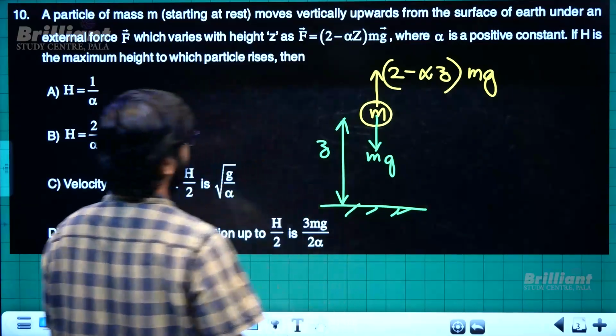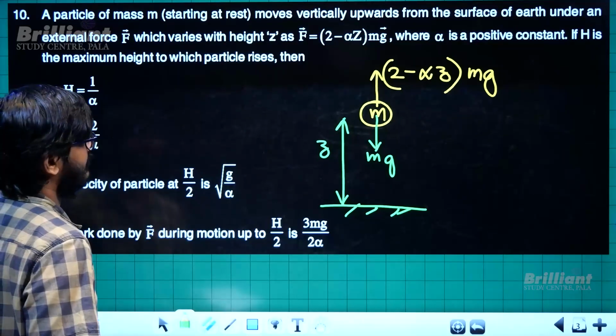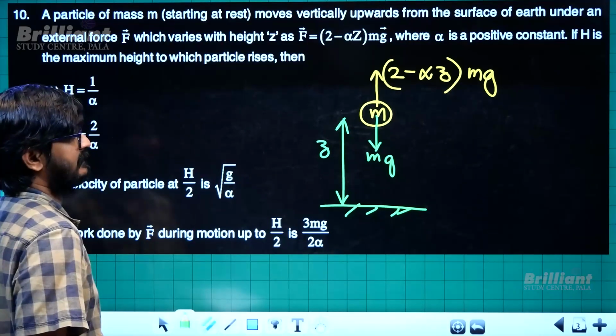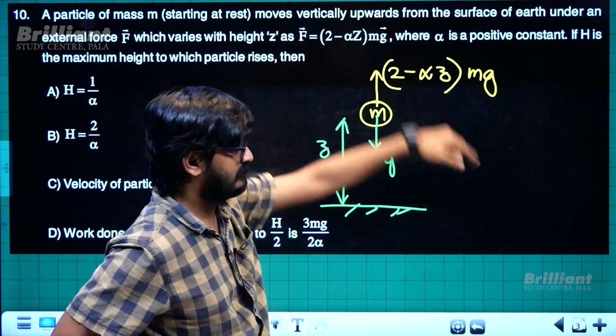Where z is the height from the ground. What is the maximum height to which the particle rises? What does it mean by maximum height? Speed is going to become 0 at maximum height.